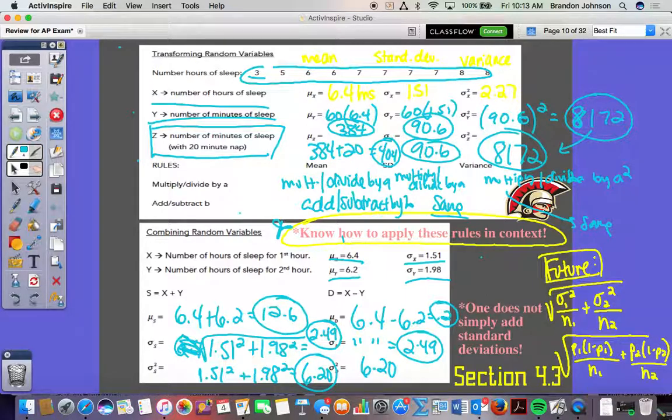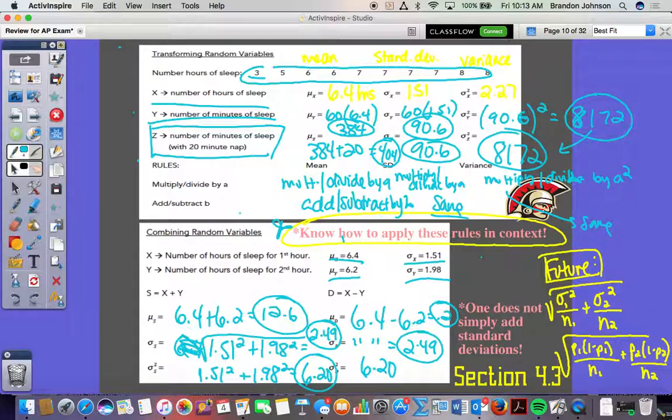That's where this comes from, because you can't just add them together. You can't simply add them. Just keep that in the back of your mind, all right? Any questions on this slide? Because the next one is a lot easier than this one. A lot of rules on this one here.